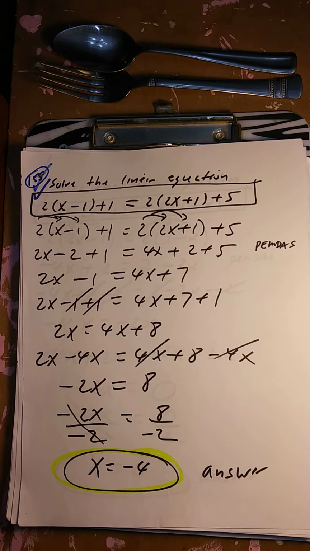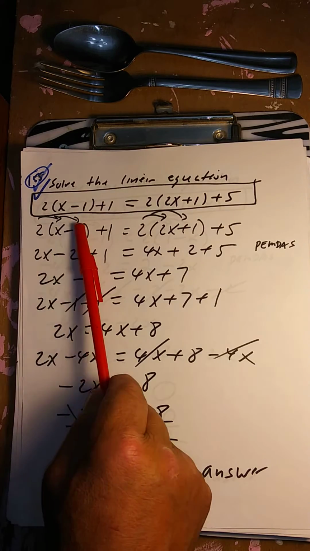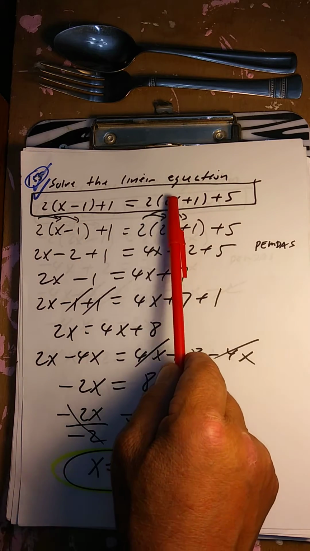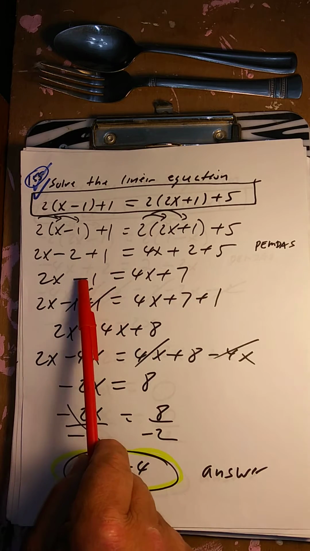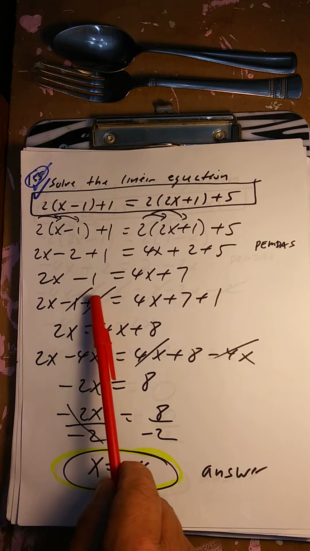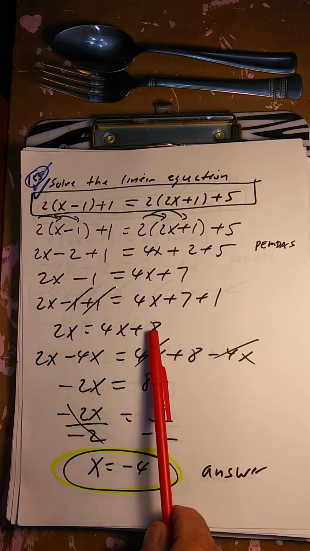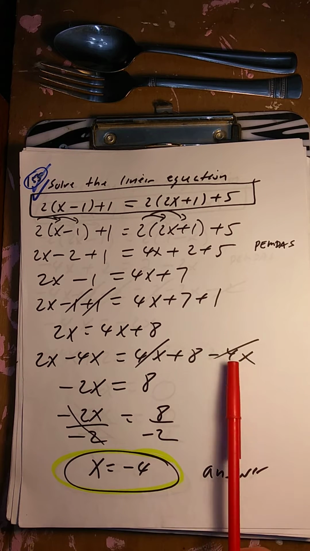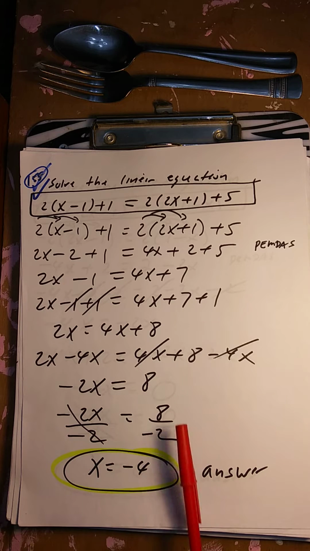This one. Parentheses on both sides. It's okay. Multiply this out. This times this. This times that. There it is. That times that. There it is. That times that is there. Put together, this number right here is going to be negative 1. This right here is going to be 7. So now you have 2x minus 1. So add 1. So you have 2x equals 4x plus 8. So now minus 4x. So you have negative 2x equals 8, divided by negative 2, divided by negative 2. So x is what? Negative 4.